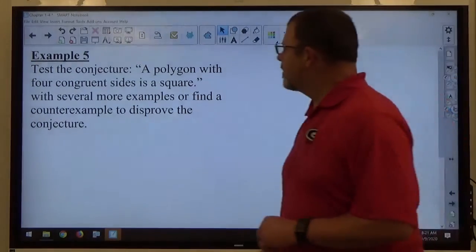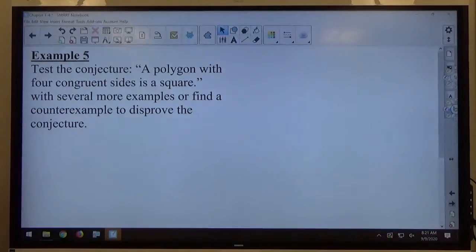All right. Test the conjecture. A polygon with 4 congruent sides is a square. With several more examples, or find a counterexample to disprove the conjecture. So, what this is asking, this could be true, it could be false. If it's true, give us some things that are true. All right. Usually things that are true have millions and millions of things that are true.